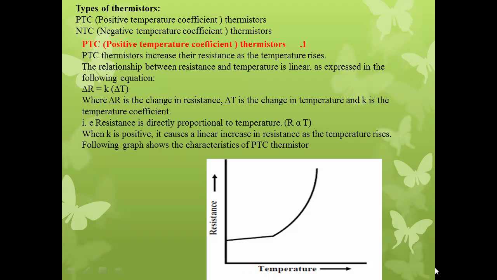There is a relationship between resistance and temperature for the positive temperature coefficient thermistor. From the graphical representation, we can say that the resistance of the positive temperature coefficient thermistor is directly proportional to the temperature. Means what? If there is a change in temperature, definitely there is a change in resistance. Proportionally, resistance increases if the temperature of that particular material increases.